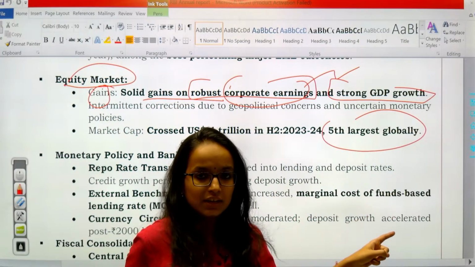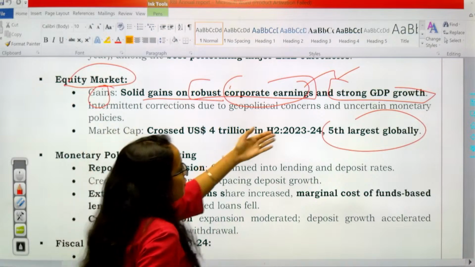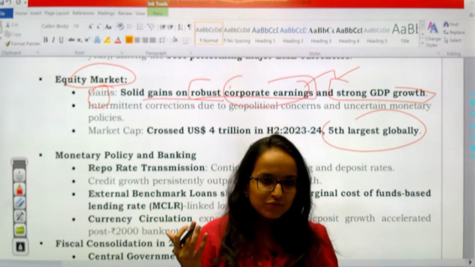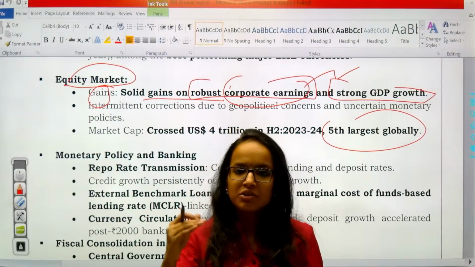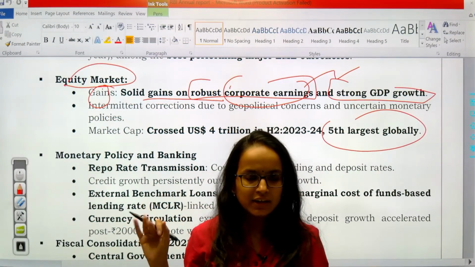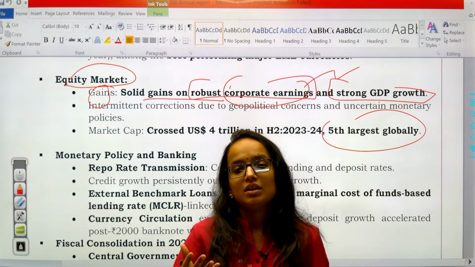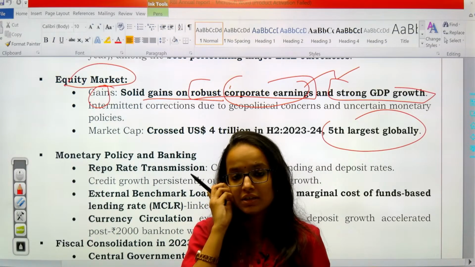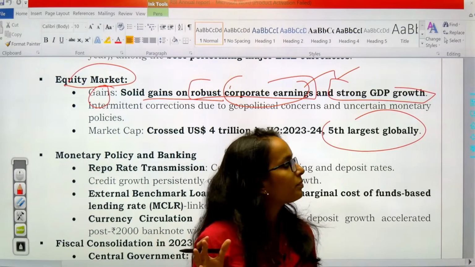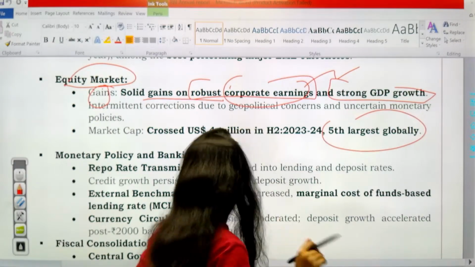Are you getting this? Okay, so this is strong, and of course our GDP growth is there. When your GDP grows, investors have confidence in your economy. They know that your economy is growing. They will be able to reap benefits out of it, right, if they invest. So they can see positive returns from your market, right? So this is the case.